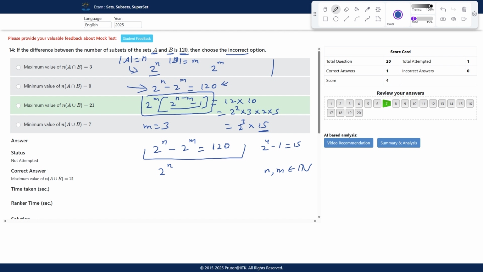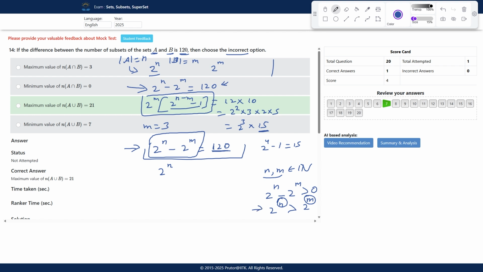Okay. Now, as both belong to natural numbers, we have that 2 raised to the power n minus 2 raised to the power m is equal to 120. This 120 is a positive number. So what I am concluding from this equation is that this difference is positive, meaning 2 raised to the power n minus 2 raised to the power m is positive, which gives me 2 raised to the power n is strictly greater than 2 raised to the power m, meaning n must be greater than m. I hope it is clear.